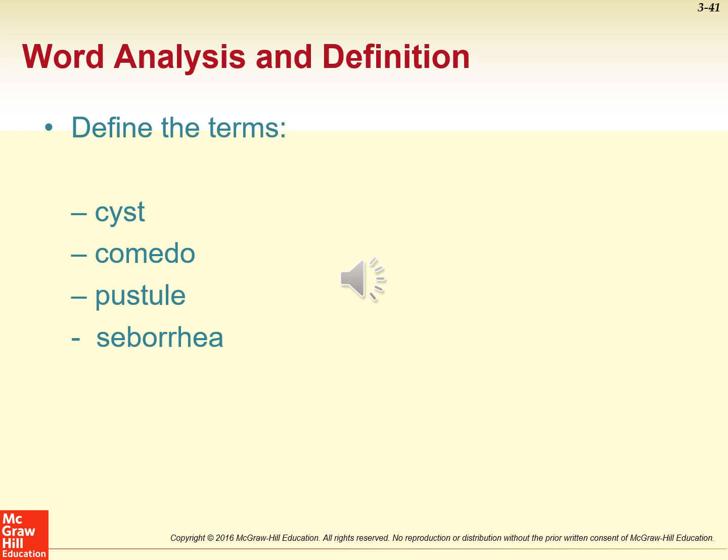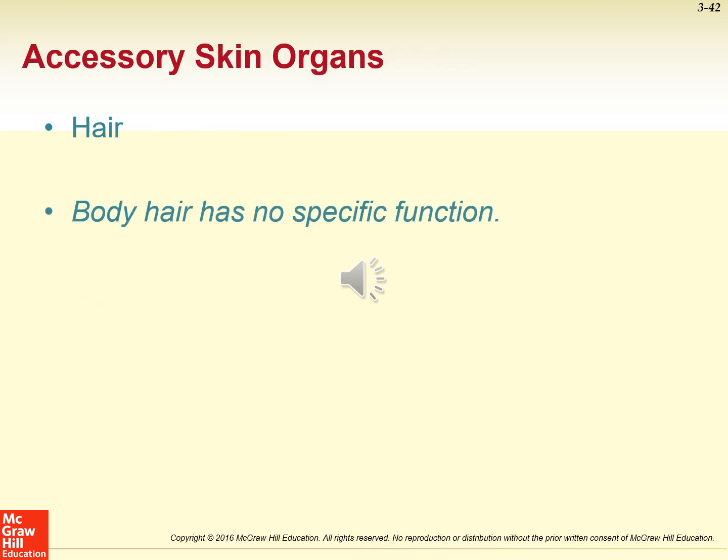So let's talk about seborrhea. This is a noun. The adjective is seborrheic. The suffix "rhea" means to flow. The combining form sebo means sebum. Therefore, seborrhea is an excessive amount of sebum. Define the term alopecia. If you said thinning of hair, that would be correct.